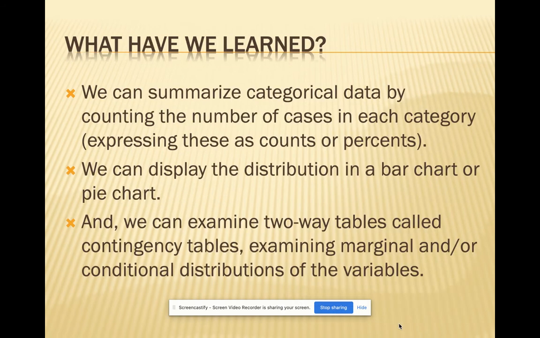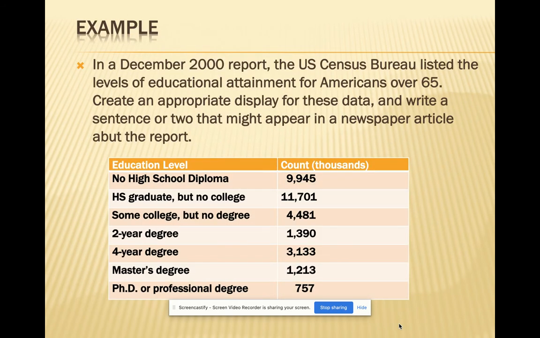Okay, so we know now that we can summarize categorical data by making the frequency table or a relative frequency table, so that we know how many cases or the percent of the cases that fall into each category. We can display the distribution in a bar chart or pie chart or the segmented bar chart. And we can examine two-way tables called contingency tables for both marginal and/or conditional distributions of the variables. Okay, so let's look at a couple of examples.